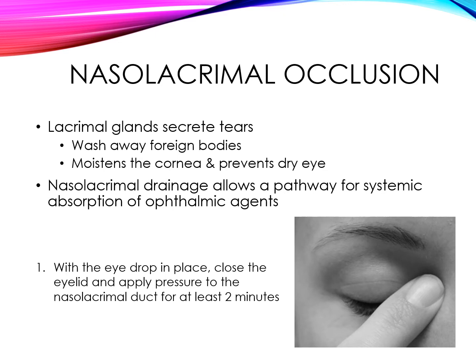Another important education point to make during the proper administration of eye drops is nasolacrimal occlusion. Our lacrimal glands secrete tears to wash away foreign bodies, but also to moisten the cornea and prevent dry eye. Nasolacrimal drainage allows for a pathway for systemic absorption of ophthalmic agents. Therefore, nasolacrimal occlusion and eyelid closure decreases systemic absorption by about 60% and also increases the bioavailability of the drug, leading to better efficacy and fewer side effects. In order to do this, you just instruct the patient to close their eyelid and apply pressure to their nasolacrimal duct for at least 2 minutes, which is on the inner corner of the eye near the nose.